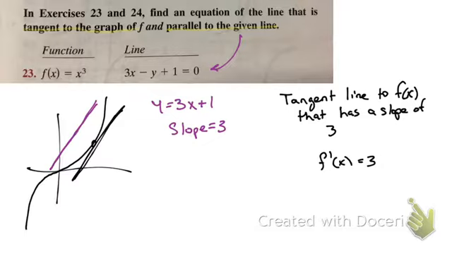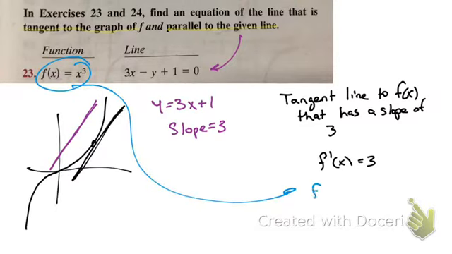Well, it'd be nice if I go ahead and take my derivative. So let's take my derivative. I know that f prime of x is equal to 3x squared. What do I want? I want f prime of x to equal 3. So I want 3x squared to equal 3, so x squared equals 1, so x is positive or negative 1.